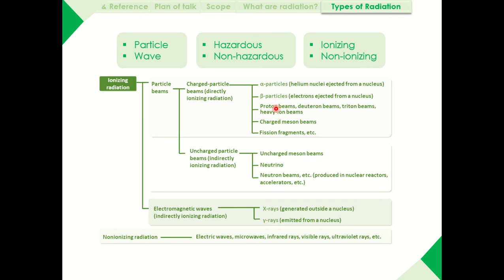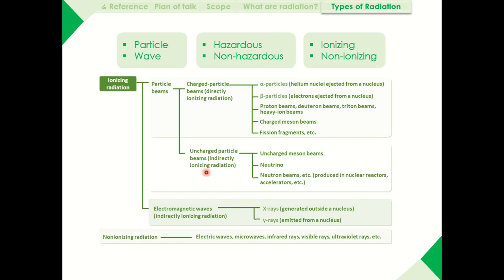Then we have a few other charged particles like proton beams, neutron beams, heavy ion beams, and charged meson beams. Finally we have fission fragments, which are the 2 nuclei split from a nucleus. If spontaneous fission is happening, then you can get 2 separate nuclei, that means 2 separate atoms. Those 2 separate atoms are called fission fragments. Spontaneous fission is a technique useful for producing neutrons. This we will discuss in the later slides.